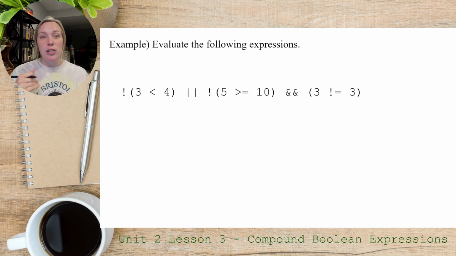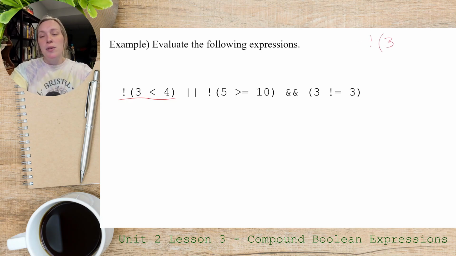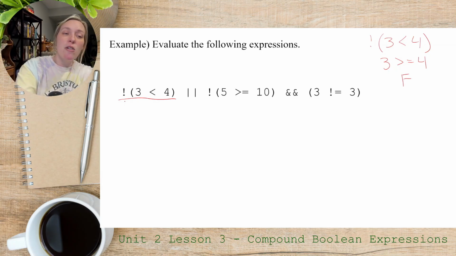Now, with these situations, when you're involving just numbers, I recommend getting to true and false values as quick as you can. So if I have not 3 less than 4, what we just covered tells us that not 3 less than 4 is the same as saying 3 greater than or equal to 4, which is false. 3 is not greater than or equal to 4. Over here, if I say, let me evaluate, what is 3 less than 4? 3 less than 4 is true. Not true is false.